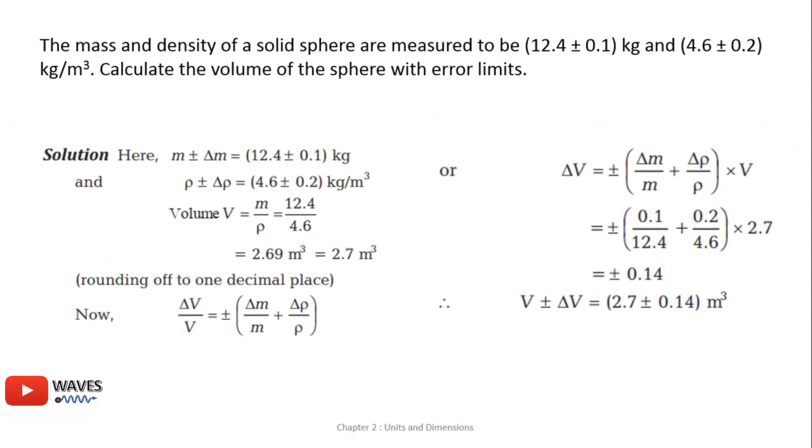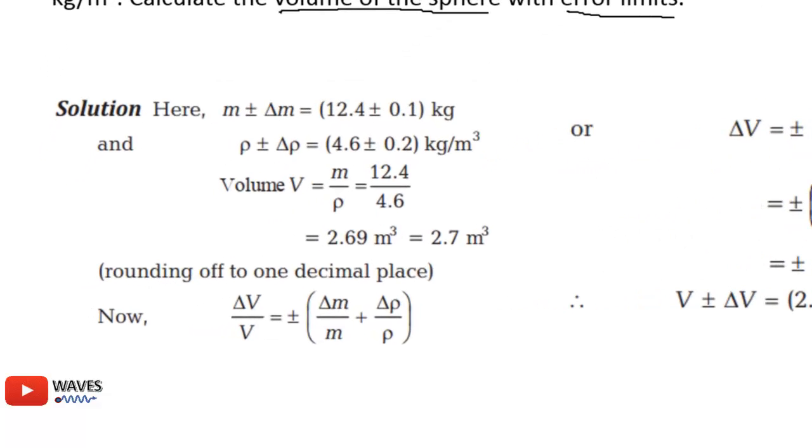Okay, the final example for this session, we are going to talk about the mass and density of a solid sphere. And here it's said that the values which are given are 12.4 plus minus 0.1 kg and 4.6 plus minus 0.2 kg per meter cubed. So the second part is density, and the first part is the mass. But we are going to calculate the volume of the sphere, and here also we have got the error limits which are supposed to be measured.